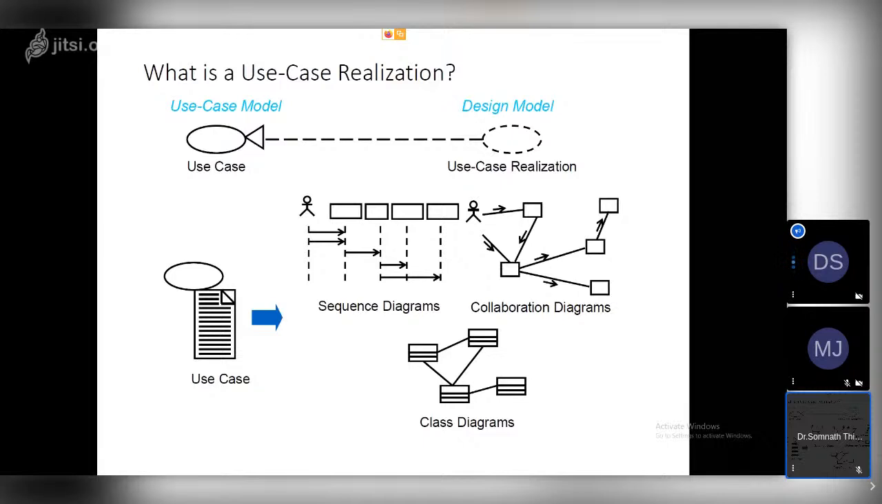Again, you need to read the problem statement very carefully. And once you understood the problem statement, then we can start with the next activity called as what? Use case realization. Simply note down the things. In case of use case realizations, we are going to draw three types of diagram. The first one is sequence diagram, second is collaboration diagram, and next is class diagram.